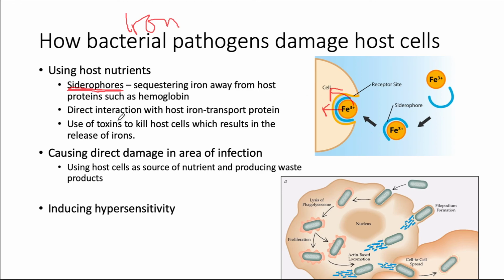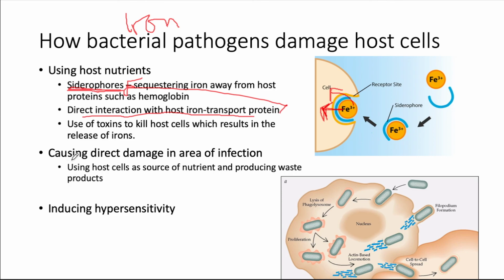There are other mechanisms as well where there would be a direct interaction with the host iron transport protein. So for instance, if hemoglobin is bound to iron, the pathogen may also attach its siderophore to it, so that you end up having an iron transport protein and siderophore complex, all three of them. And then the three are sent, or using endocytosis, are then introduced into the pathogen cell. Another way would be for them to destroy the host cells and release the iron, and then be able to incorporate it into their cells and use it for growth. So there are a number of ways that siderophores are used.